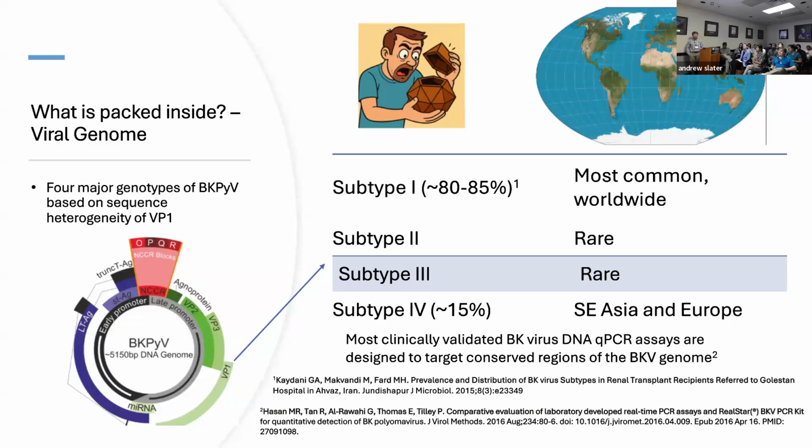So I had to ask myself the question, well, what if I had BK virus and I have subtype 4? Oh, but maybe my lab is testing for subtype 1 and we won't catch it. That's okay. Most clinically validated BK virus DNA PCR assays are designed to target conserved regions of the BK virus genome, whether it be a conserved region of VP1 or the non-coding control region. Well, we'll go through that.